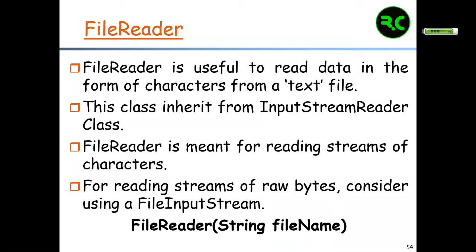FileReader is meant for reading streams of characters. For reading streams of raw bytes, consider using a FileInputStream. The constructor for FileReader takes a string file name.